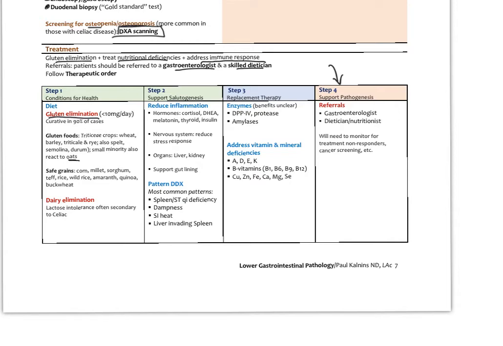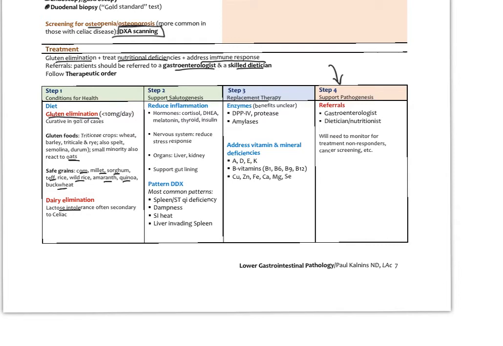We think safe grains would be corn, millet, sorghum, teff, rice, wild rice, amaranth, quinoa, and buckwheat. Buckwheat is not a wheat. It's actually in the Polygonaceae family. And then potentially from the villus atrophy and loss of the brush border, patients might develop lactose intolerance. And so dairy elimination would be the second thing there.